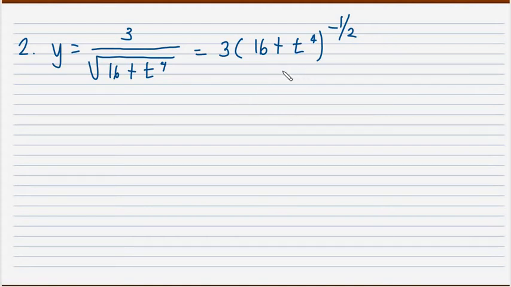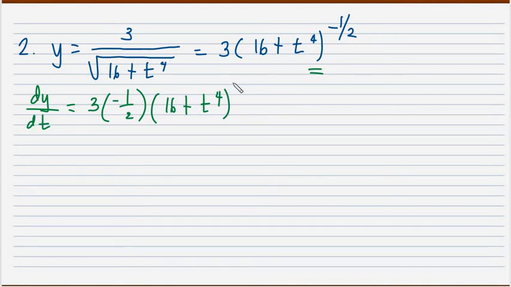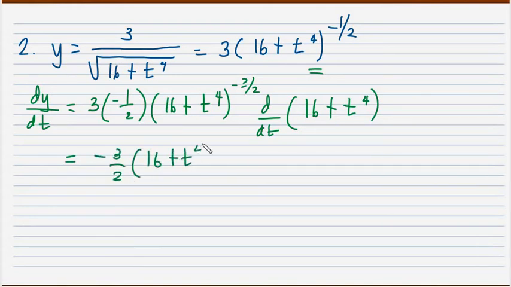So I would prefer that you solve it using this method, wherein I make it as the derivative of a product. So go ahead. Derivative of y with respect to t is equal to 3 times negative 1/2 times 16 plus t to the fourth. Then negative 1/2 minus 1 is negative 3/2. And then get the derivative of 16 plus t to the fourth. Okay, so write it down. The derivative with respect to t of 16 plus t to the fourth. Okay, so we now have negative 3/2 times 16 plus t to the fourth raised to negative 3/2. And then the derivative of 16 plus t to the fourth is simply 4t cubed.